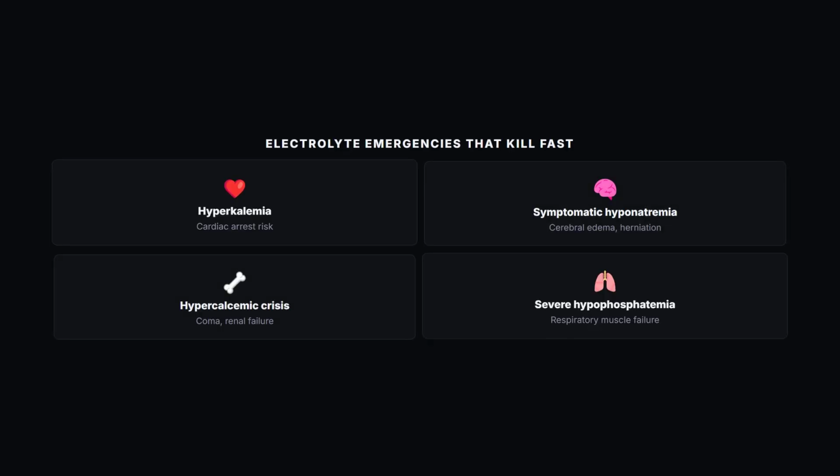Four derangements deserve reflexive urgency. Hyperkalemia, which can arrest the heart within minutes. Symptomatic hyponatremia, which can herniate the brain. Hypercalcemic crisis, which can precipitate coma and renal failure. And severe hypophosphatemia, which can drop a ventilated patient's diaphragmatic function out from under them.